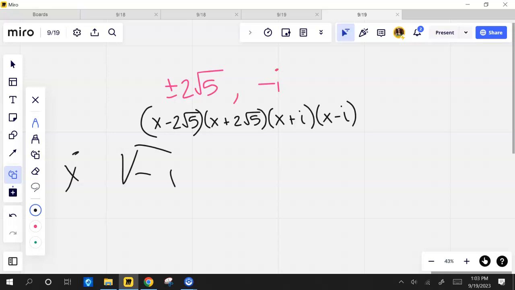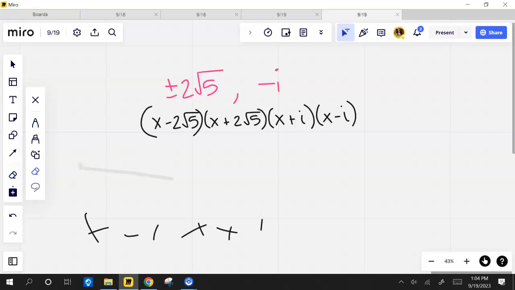So if it's x squared minus 1, that's just x minus 1, x plus 1. But it's not going to be x squared plus 1. Oh, Delaney. Huh? These two are multiplied together.